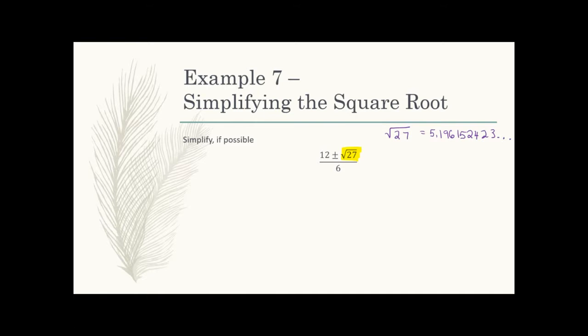And so this is where actually we want 9 times 3, because 9 times 3 gives us 27. So I could rewrite 27 as 9 times 3. So then I'm going to split this up as the square root of 9 times the square root of 3. And then I can take the square root of 9, which gives me 3. So this is 3 times the square root of 3.